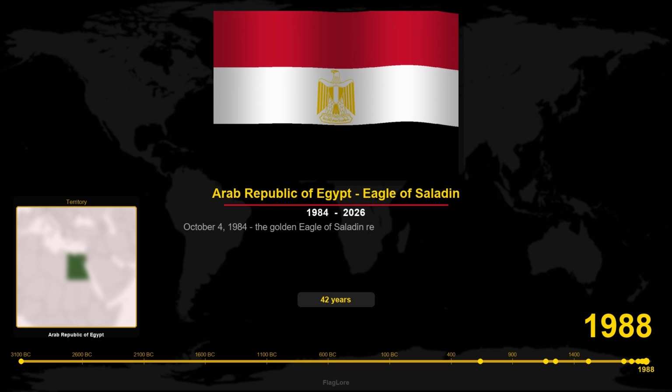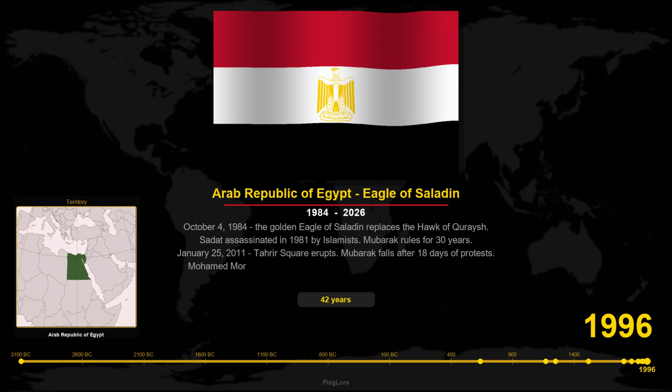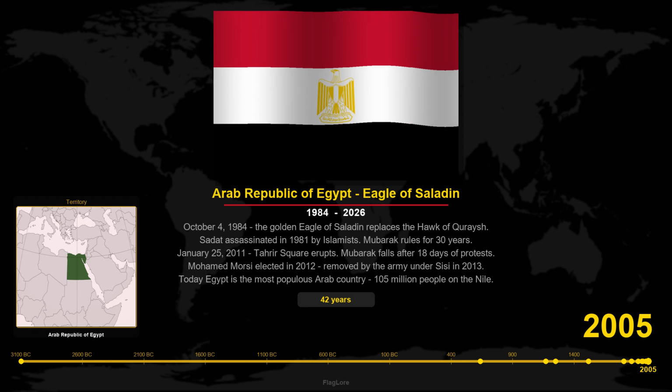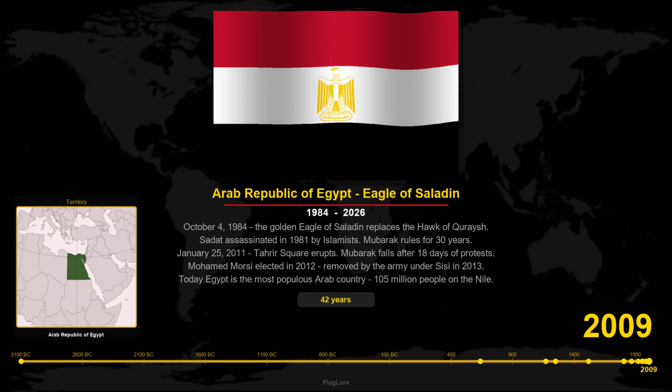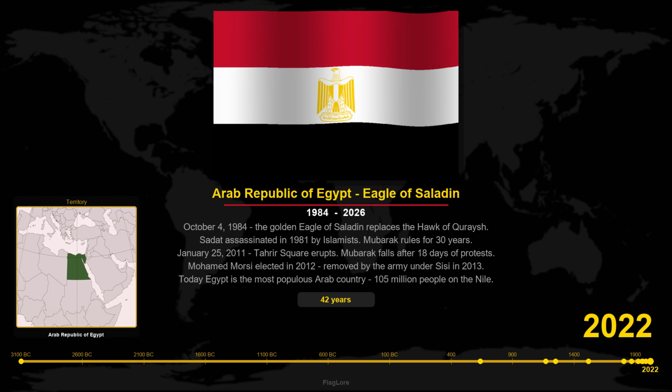In 1984, the Golden Eagle of Saladin was restored to the flag's center. From the lengthy rule of Hosni Mubarak through the dramatic 2011 revolution to today, this powerful tricolour continues to fly over the Arab world's most populous nation.